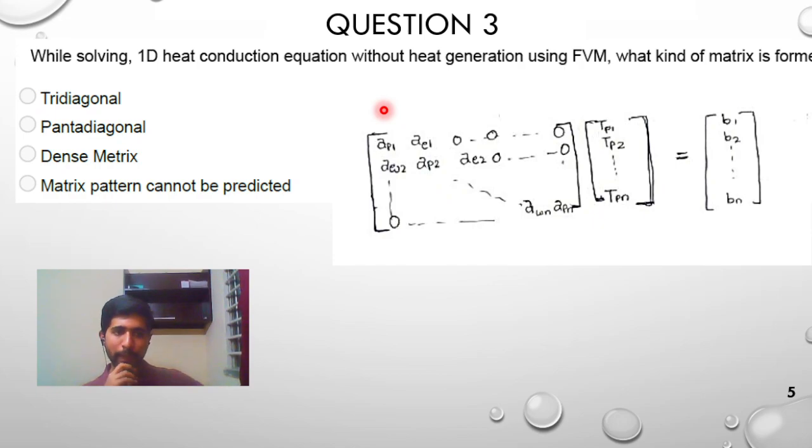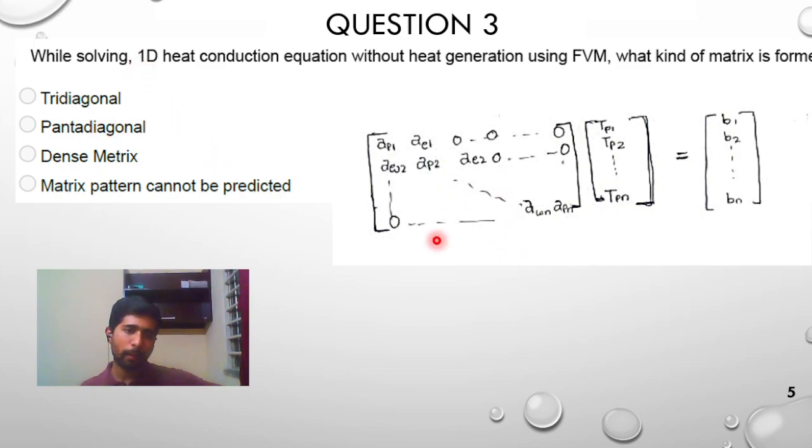Yeah, it should be a pentadiagonal matrix. Because apart from AE and AW, you will also have AN and AS, A north and A south. So you will have a pentadiagonal matrix. So the second option is true for 2D heat conduction.